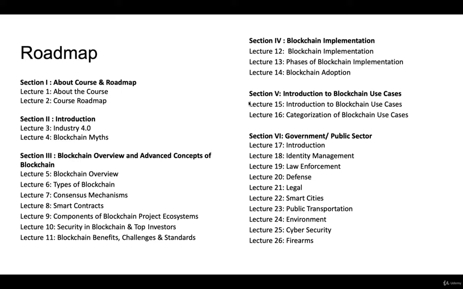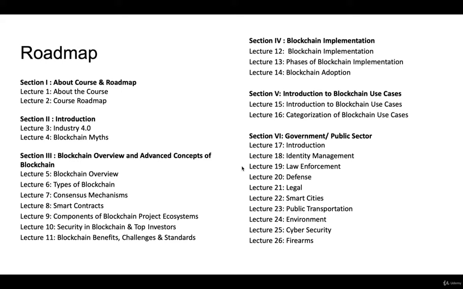In section 5, we will give you a brief idea about the blockchain use cases. Then in section 6, we will focus on a variety of government and public sector use cases. You know what identity management is? Identity is something related to our identity cards like the passport, the Aadhaar card, or the UID. If every person is given an identity, then how will your government manage it? Where will they store it? And how will people get access to it? That is what we talk about here.